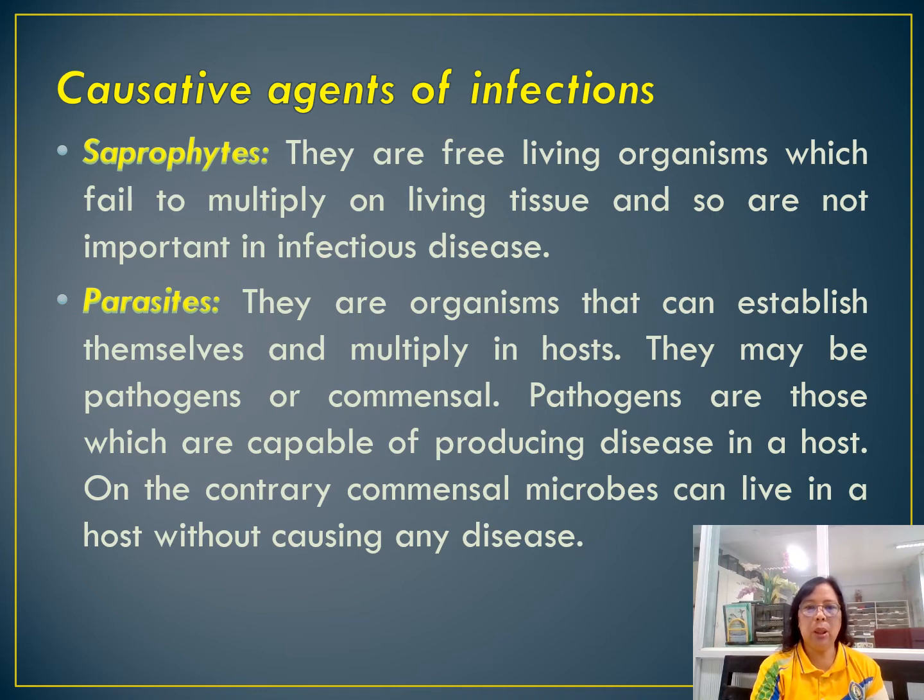Pathogens are those which are capable of producing disease within the host. On the contrary, commensal microbes can live without causing any disease. So within the infection, there could be two probable microorganisms present. One could multiply, the other one could also multiply, but one causes disease, while the other one is just simply there, reproducing without causing any trouble or any disease to the individual host.